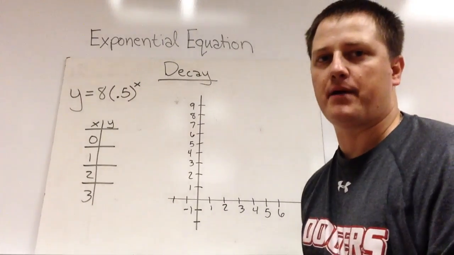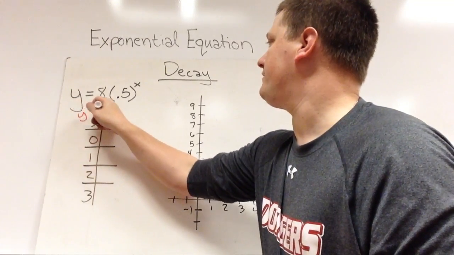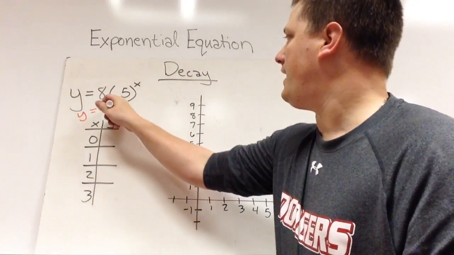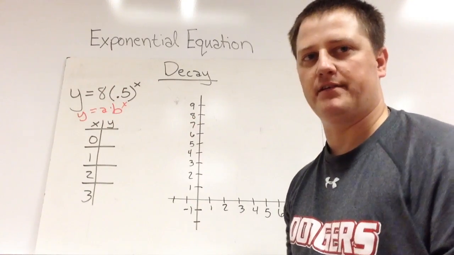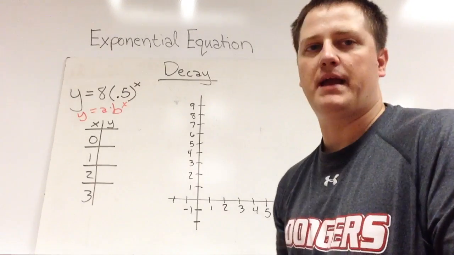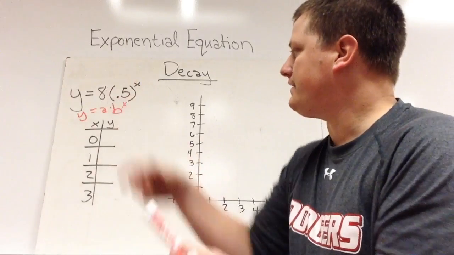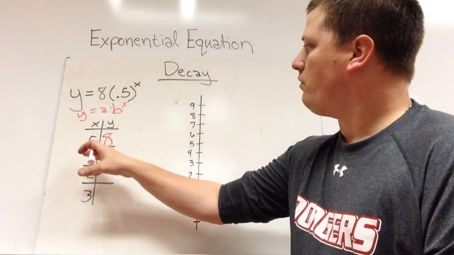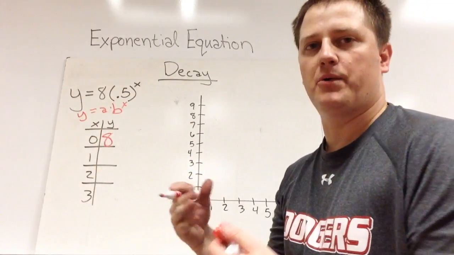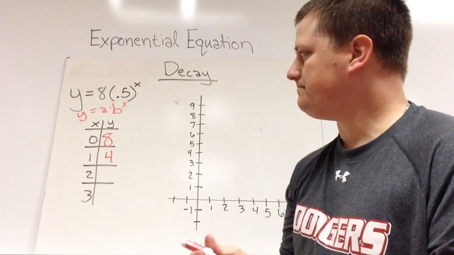So here's a decay problem. Notice the a value is 8, so we're going to start at 8, and our b value is 0.5. 0.5 is less than 1, so this should make us decay. Well, 0.5 to the 0 power is 1, 8 times 1 is 8. So we're starting at 8. 0.5 to the first power would be 0.5. 0.5 times 8 is 4.